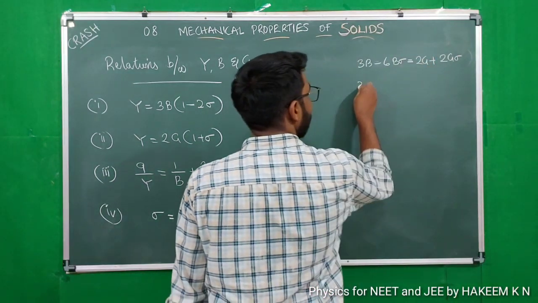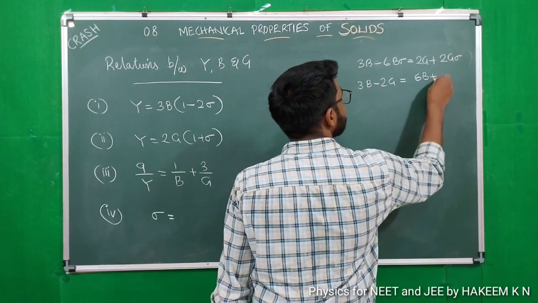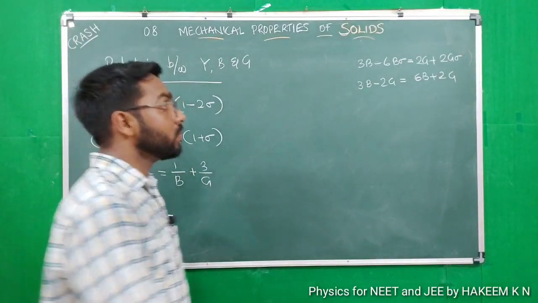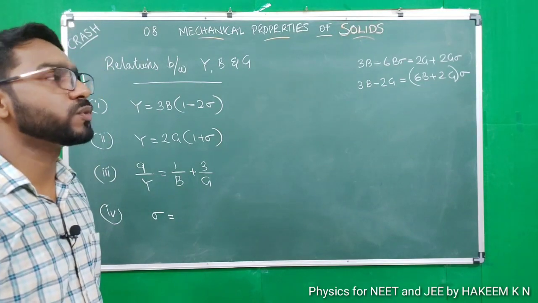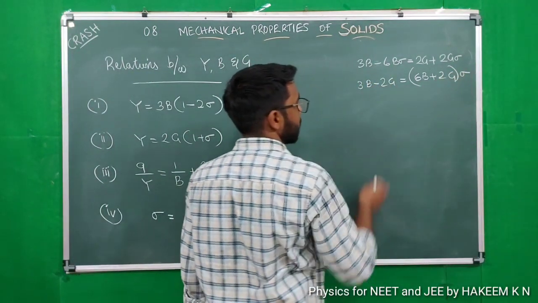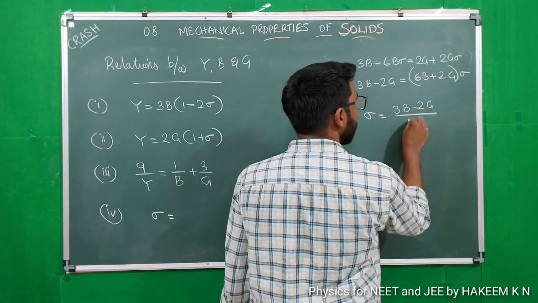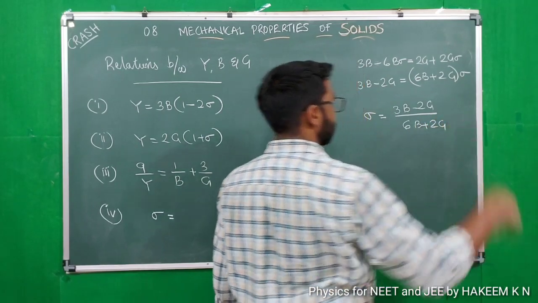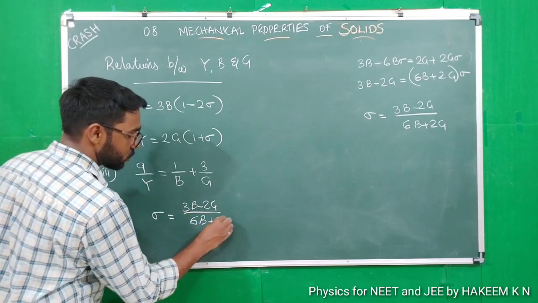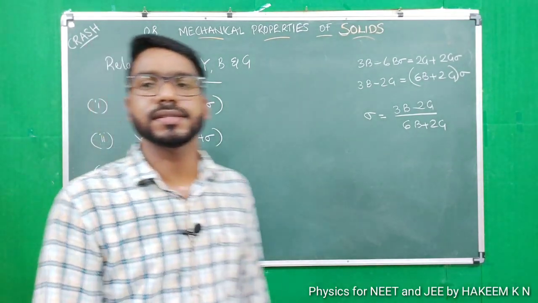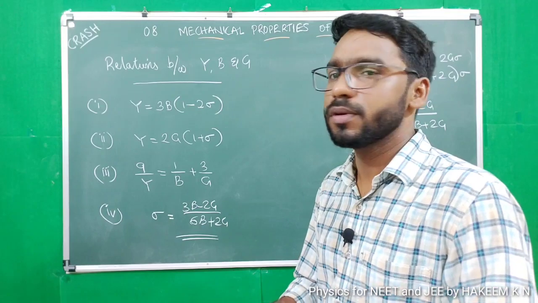3b minus 2g equal to 6b plus 2g into sigma, taking sigma outside. So we will get sigma equal to what? 3b minus 2g by 6b plus 2g. This is the equation of sigma: 3b minus 2g by 6b plus 2g.